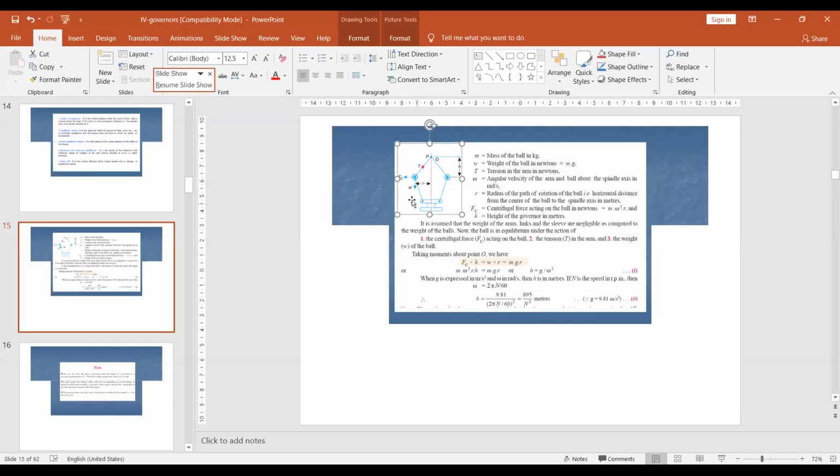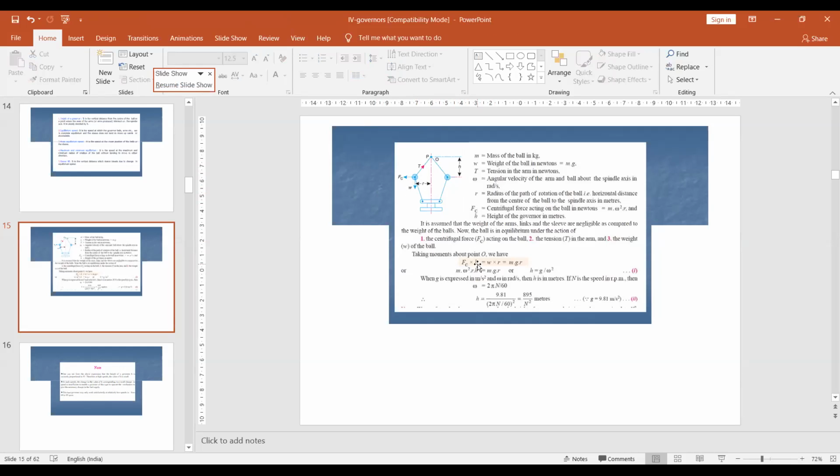And another one is the fly ball weight. That weight is also there. That is the second force. And another thing is the tension acting on the arms, already known. And H and R: what is H and what is R? This is the height of the governor and this is the radius of rotation R.